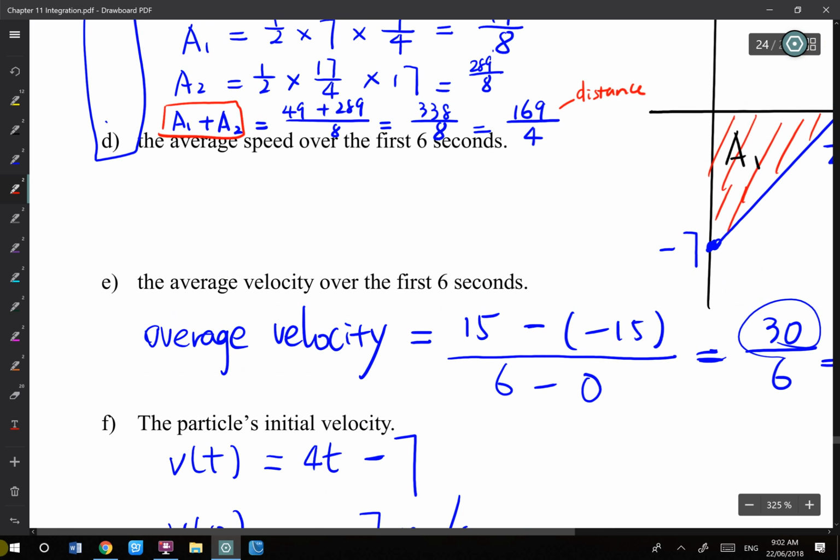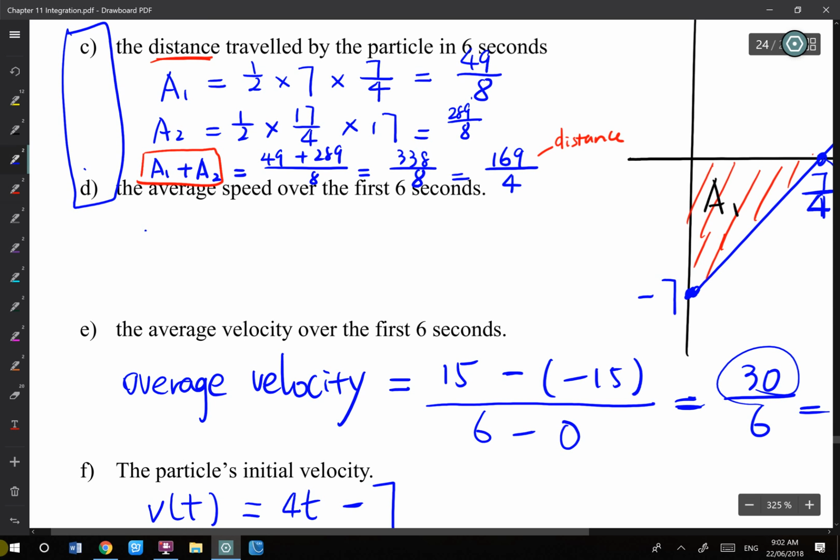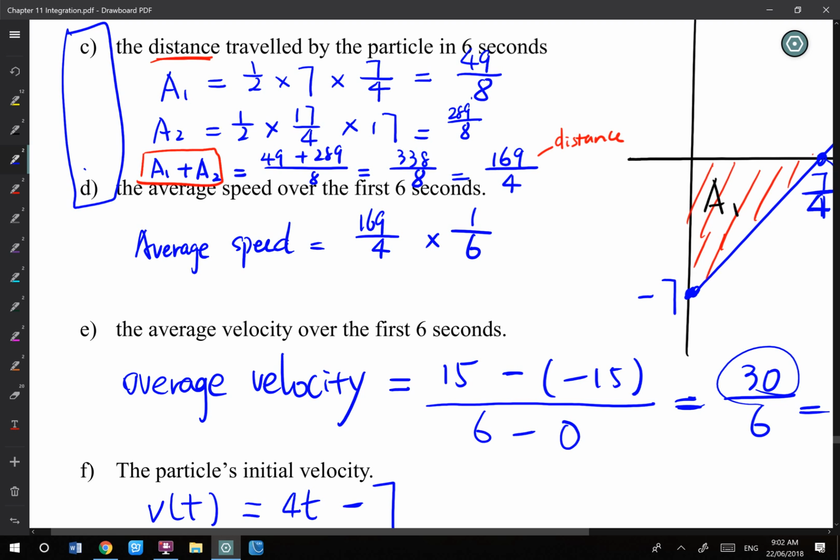So now find the average speed between this first 6 seconds. That's the total distance covered divided by the time. Okay, divide by the time. And that's 169 over 24 meters per second. That's the average speed. So distance divided by the time gives me the average speed.